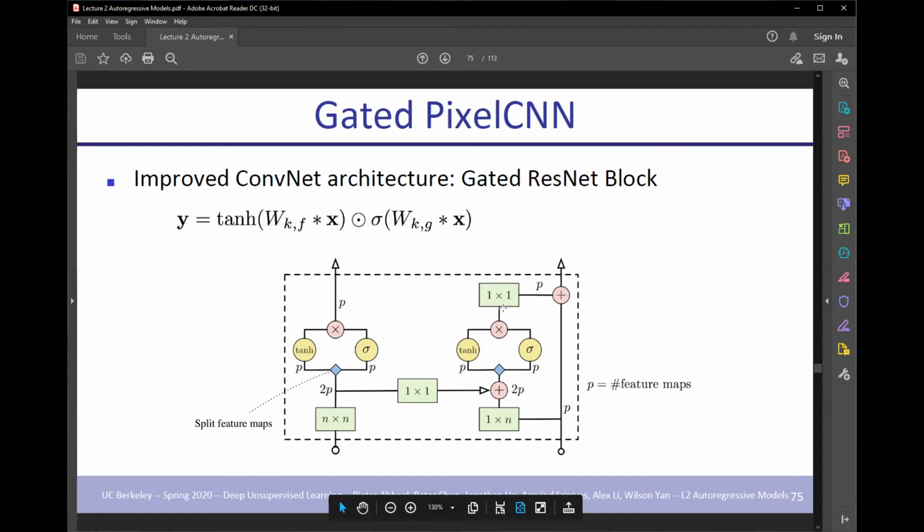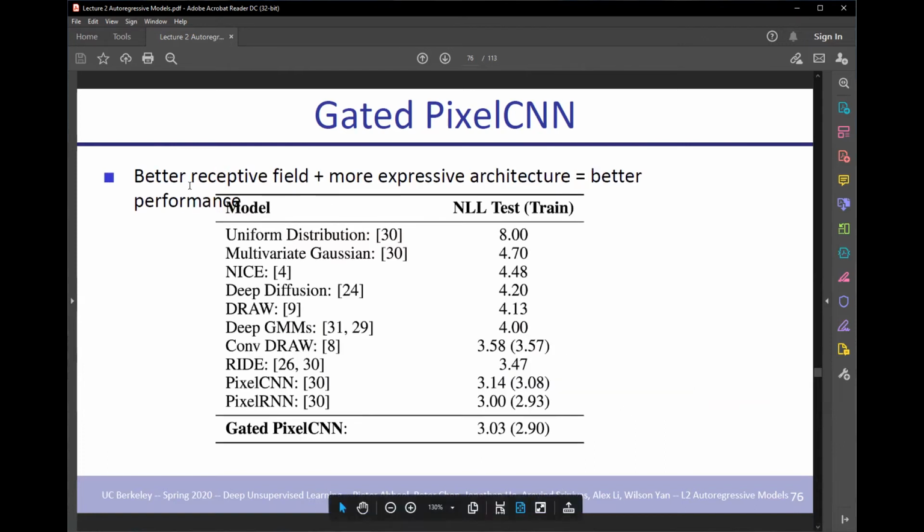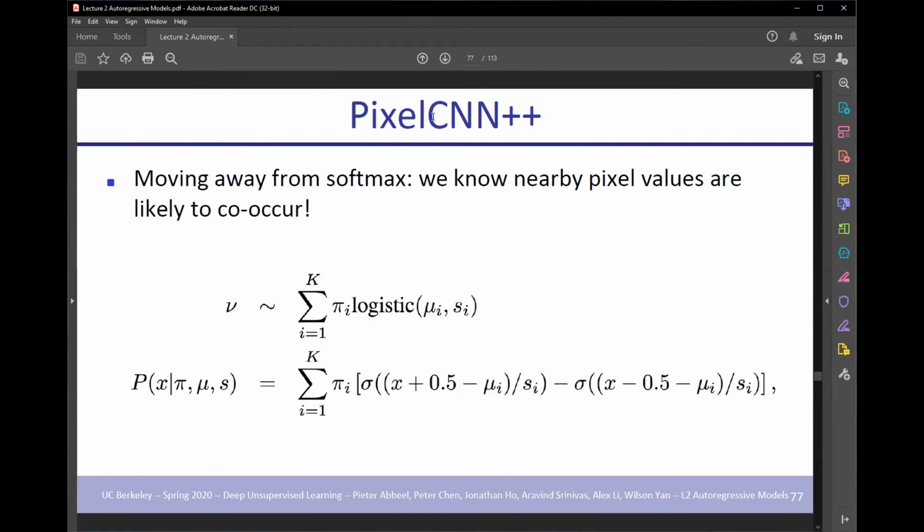So this is the gated pixel CNN, an improvement on the pixel CNN, which allows elimination or at least reduction of the blind spot. So better receptive field, more expressive architecture, therefore you get lower scores. And in this case, he points out that it's a match for DIM, because for a uniform distribution, you're using 8 bits. So the 2.9 is lower than the pixel CNN value of 3.28, or another way to look at it, for a test, the 3.03 versus 3.14. Then along comes the next improvement, pixel CNN plus plus.